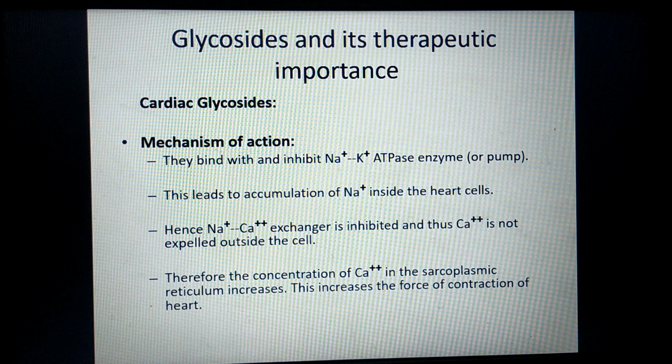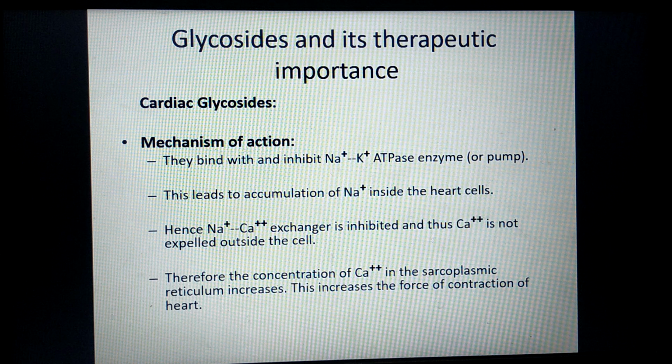Therefore, there is one more pump, or exchanger, which is operating, that is the sodium calcium exchanger. Now this sodium calcium exchanger normally exchanges sodium with calcium. In this case, calcium from the cell comes out and sodium from outside enters inside the cell. It is a normal case.